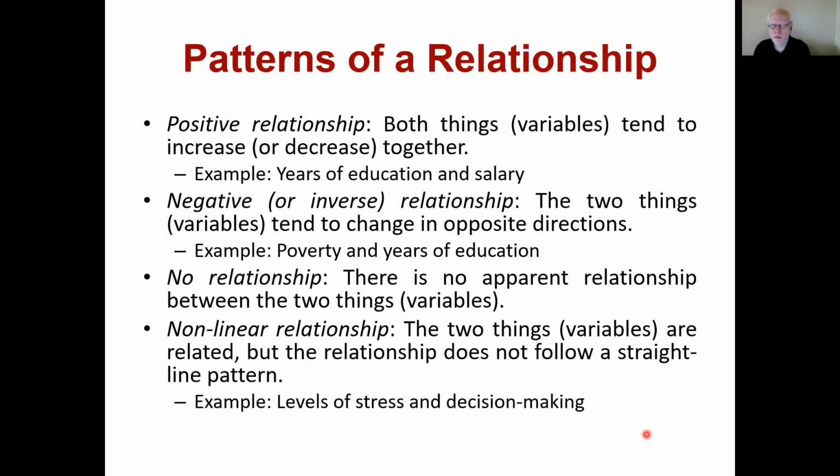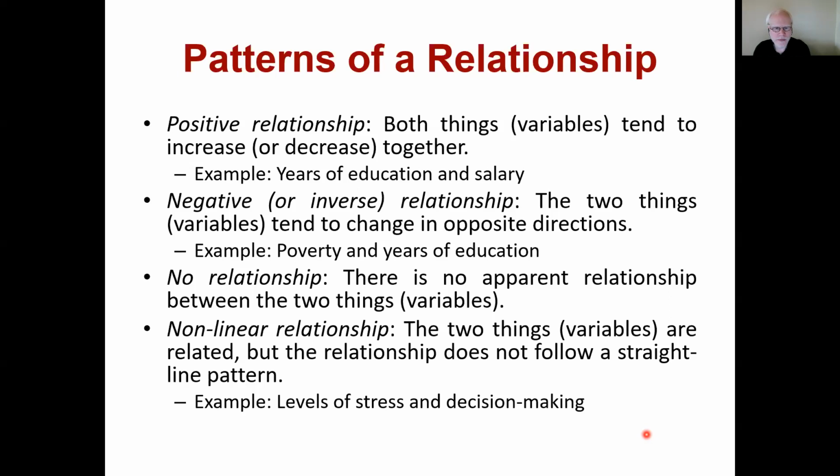Relationships too, we can describe in different ways. If we've got a correlational or causal relationship, we can describe it based on its direction. First, a positive relationship: both things tend to increase or decrease together. For example, years of education and salary. The more years of education that you have, the higher your salary tends to be.